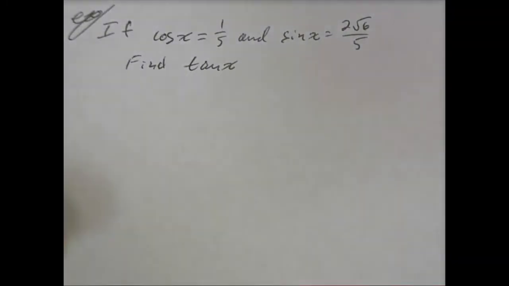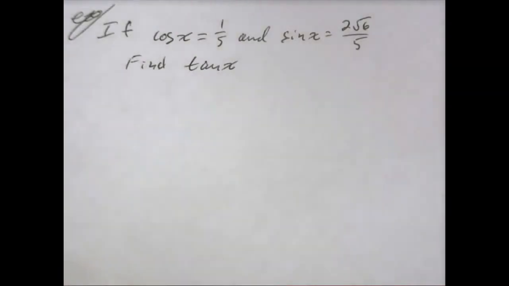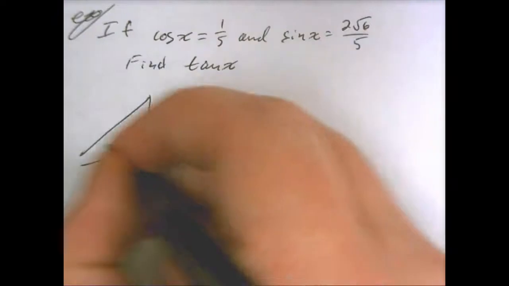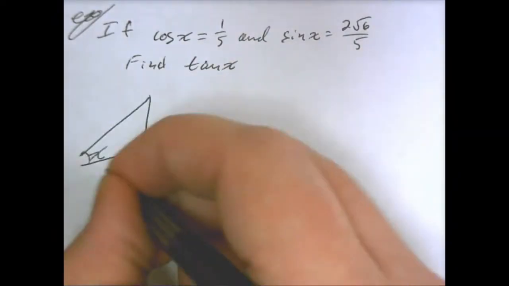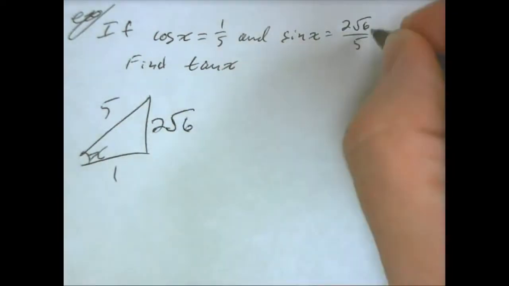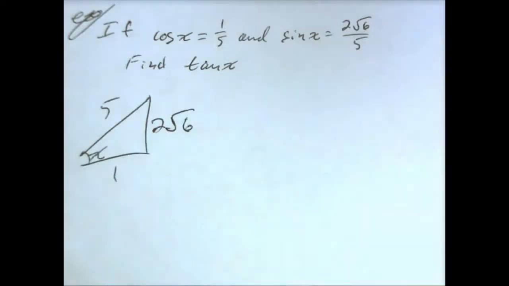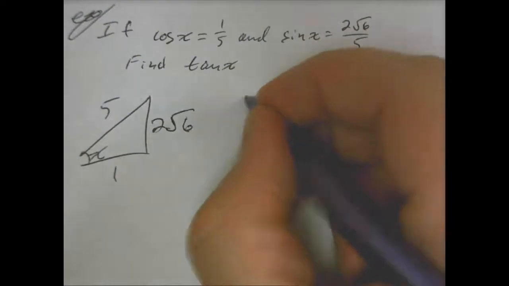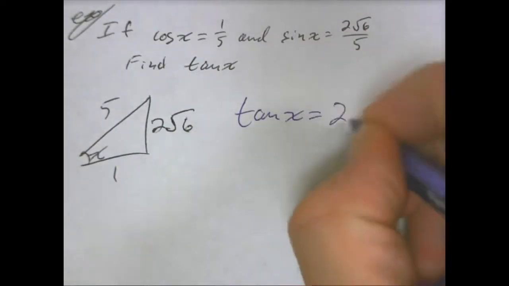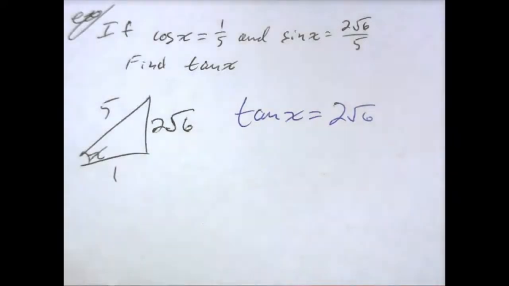Alright, so the first example we're going to look at is something like this, where it gives you a cosine function, it gives you a sine function, is asking for tangent. So this is something that you had before. You can say cosine is adjacent over hypotenuse, so there's our angle x. Sine is opposite over hypotenuse. So there's my triangle. To find tangent, I know that's opposite over adjacent, so 2 root 6 over 1, which is just 2 root 6.